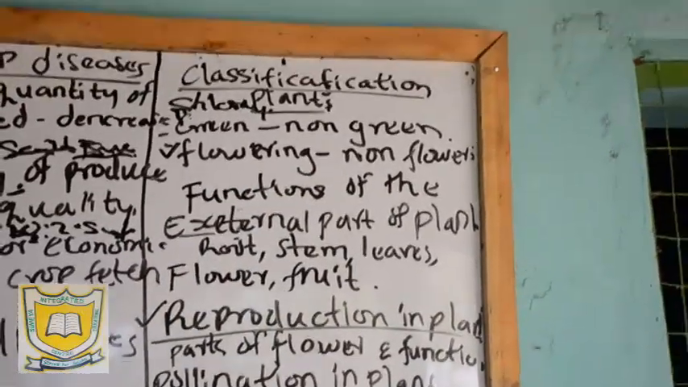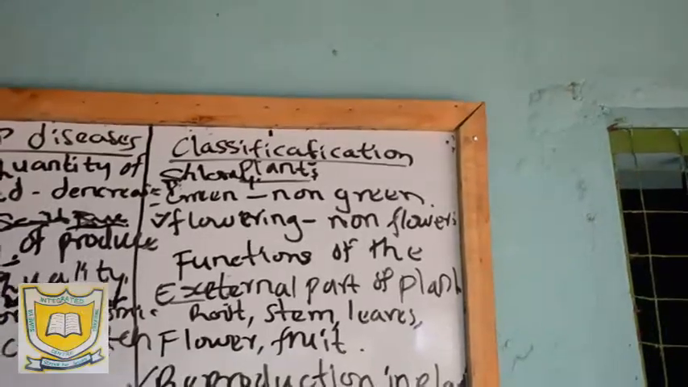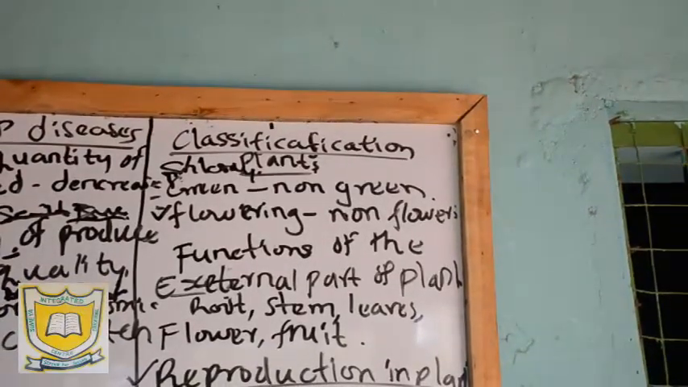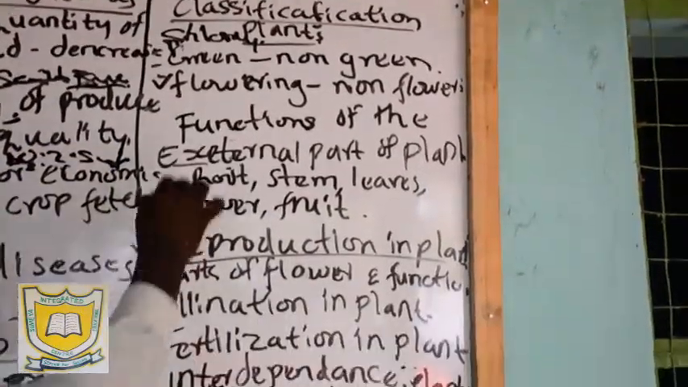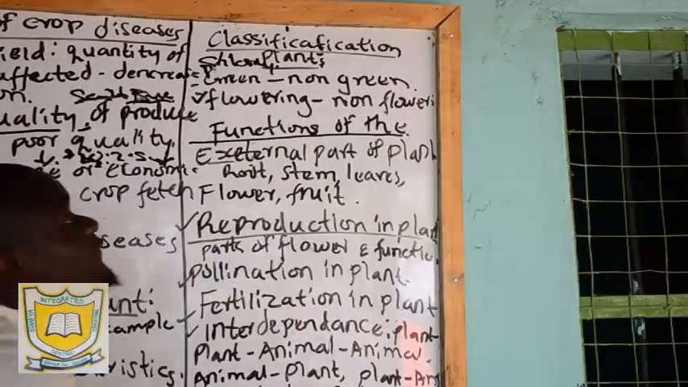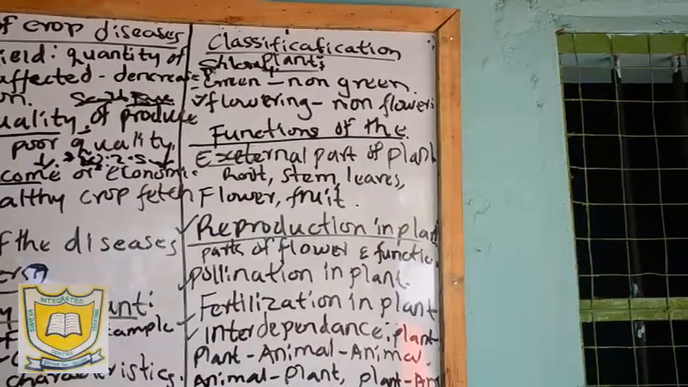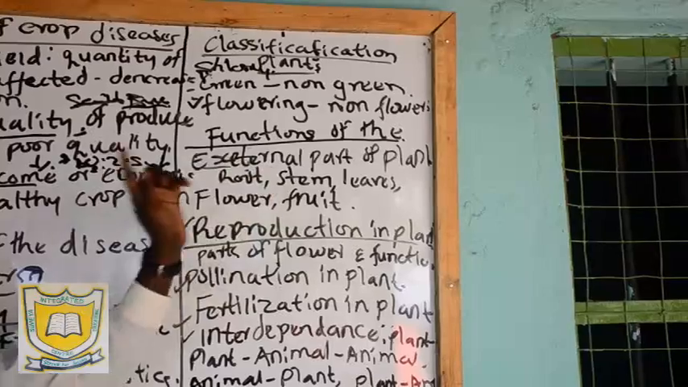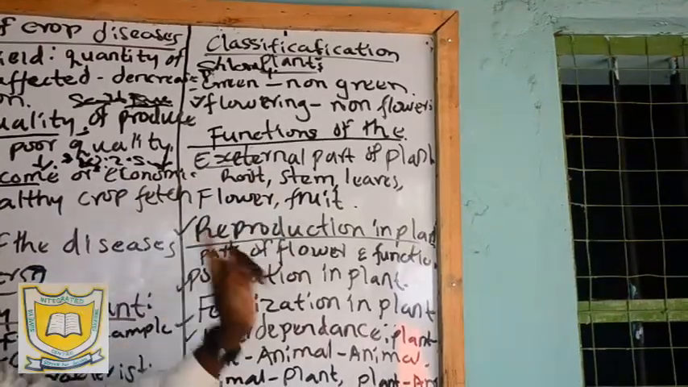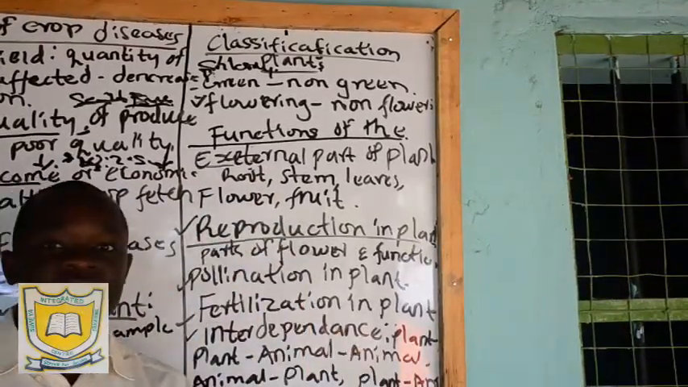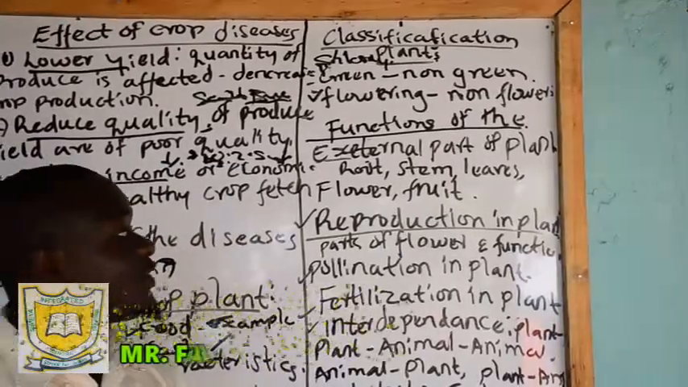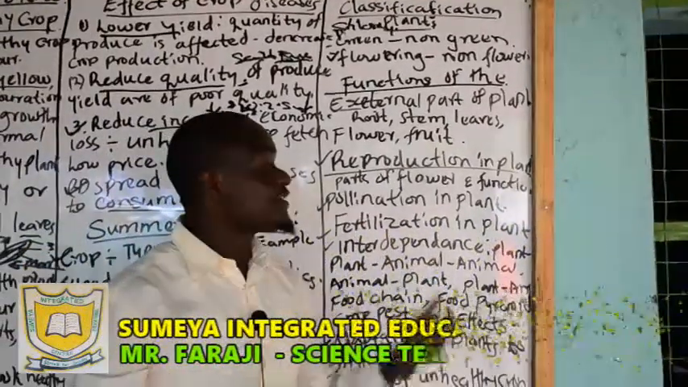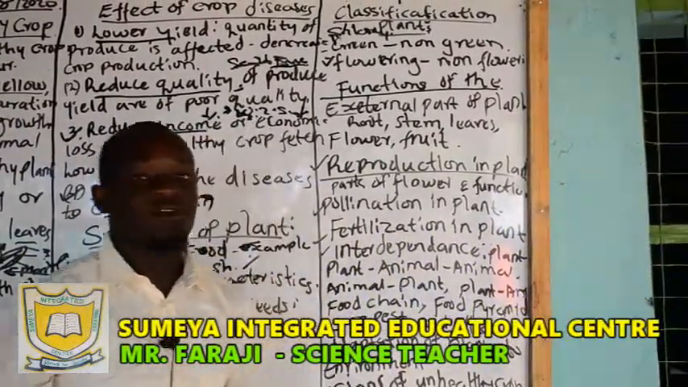This is just a summary, we discussed it already, but now I'm summarizing because this is the end of this topic. Now, we have also the functions. We discussed the function of the external parts of the plant. We have to understand the root and its function, the stem and its function, the leaves and their function, flowers and their function, and also the fruits, seeds, and their own specific functions.